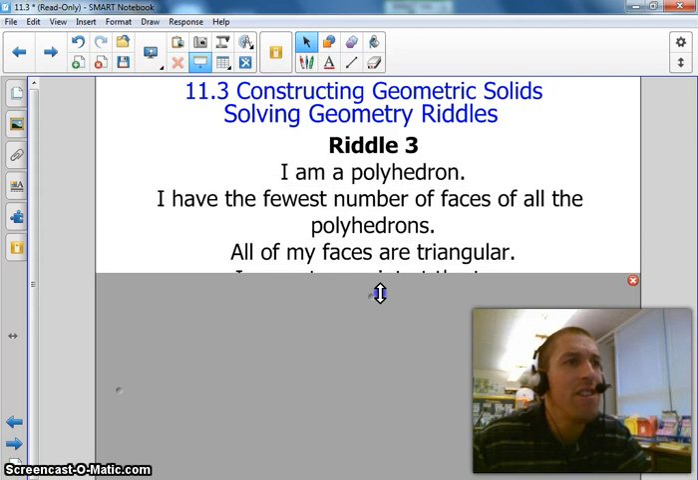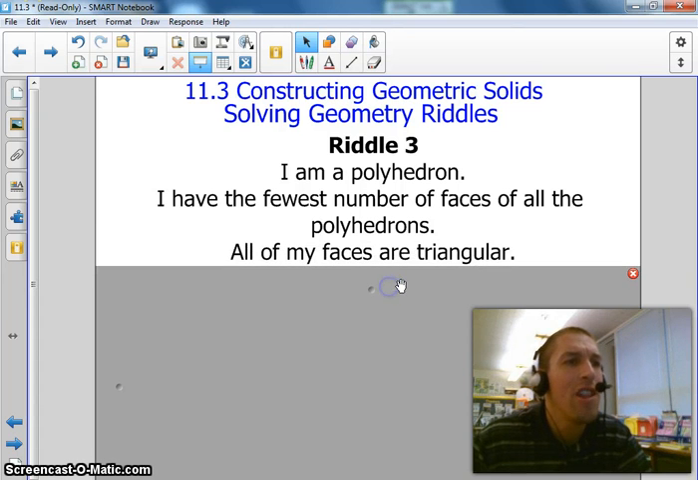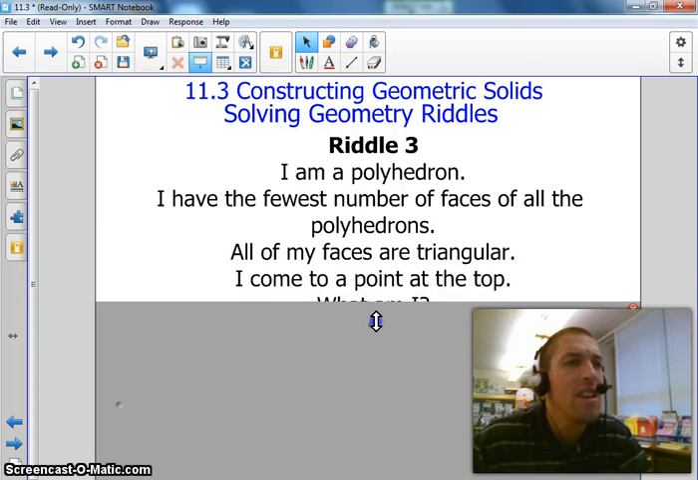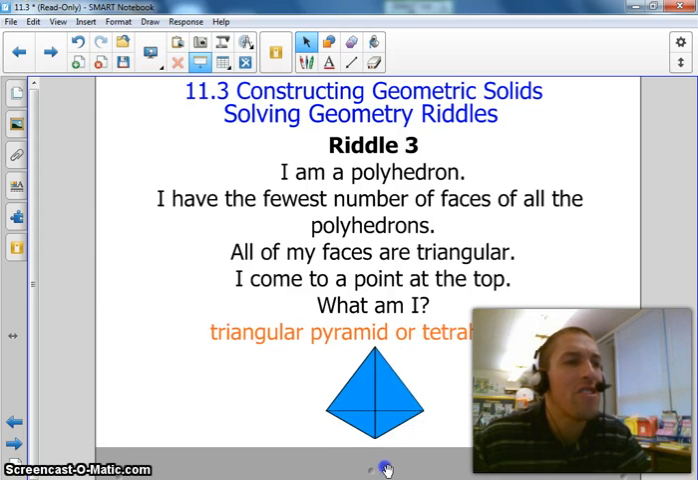Alright, third one. I am a polyhedron. I have the fewest number of faces of any polyhedron. All of my faces are triangular. I come to a point at the top. What am I? I am a triangular pyramid or a tetrahedron.